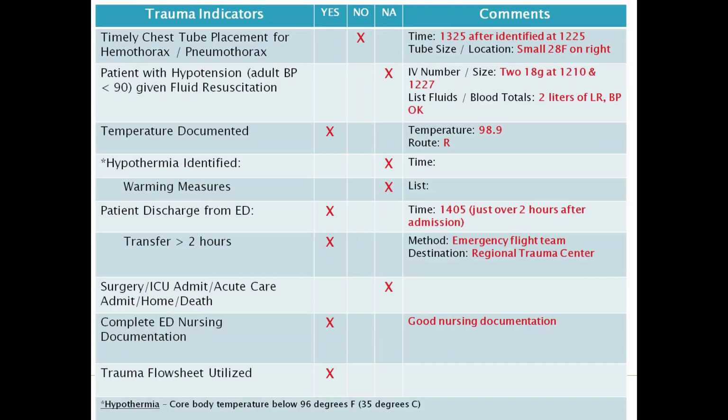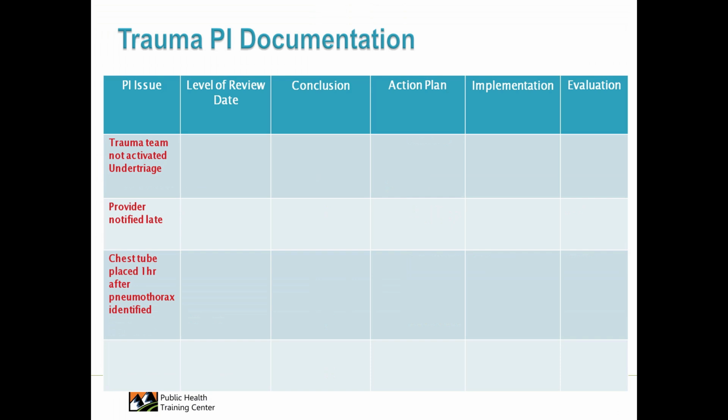Here are the next 8 trauma indicators. How does this compare to your form? Here's an example of the PI issues found after reviewing the records. Is this what you found too?